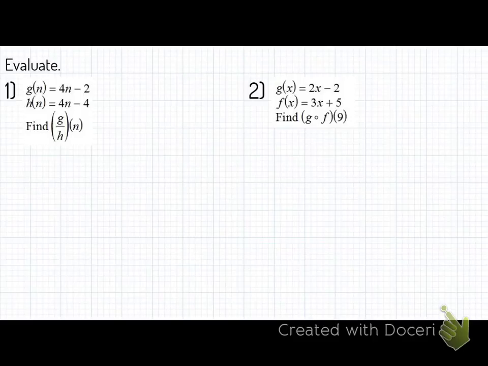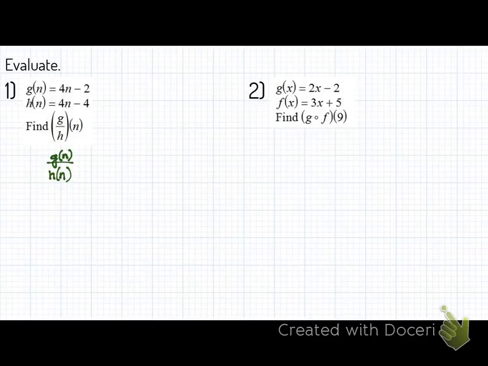So number 1, there are 2 functions here. We have g of n, which gives us a rule. It's equal to 4n minus 2. And then I have a second rule, h of n, which is 4n minus 4. And it's saying, find g over h and use the variable n as your input. Meaning, take your first function, g of n, and divide it by h of n. So all I'm doing here is asking what g of n divided by h of n is.